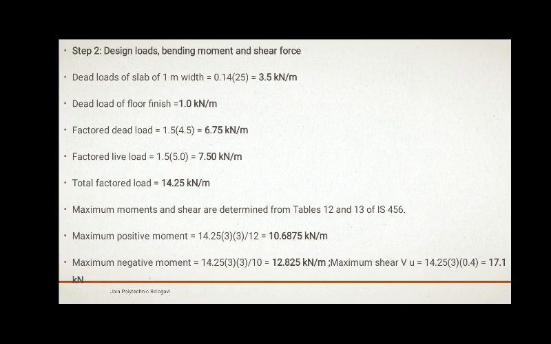Now maximum moments and shear are determined from tables 12 and 13 of IS 456. Maximum positive moment is 14.25, that is the total factored load, into the span 3 into 3 divided by 12. We get the value. And maximum negative moment, again 14.25 into the span 3 into 3 divided by 10. We get one value. Maximum shear Vu is equal to 14.25 into 3 into 0.4, we get 17.1 kilonewton.